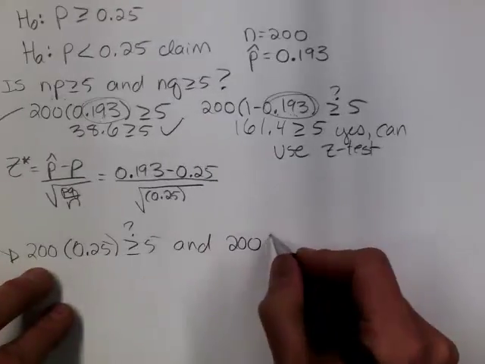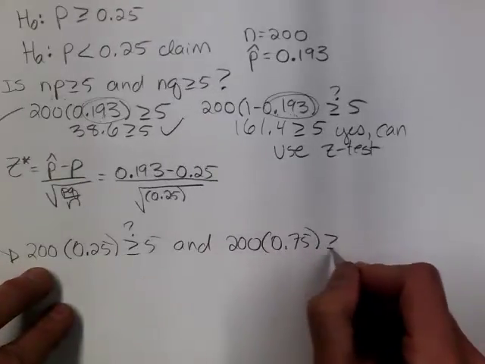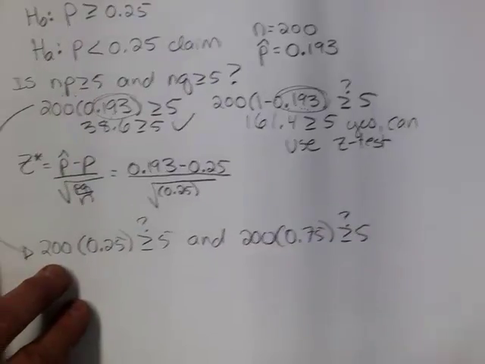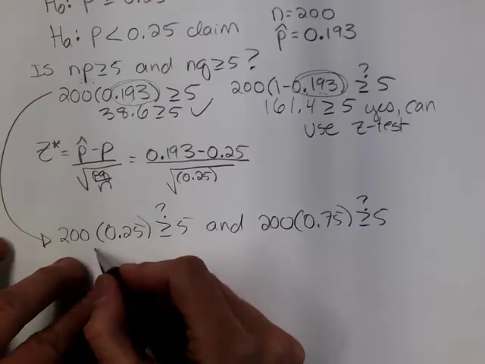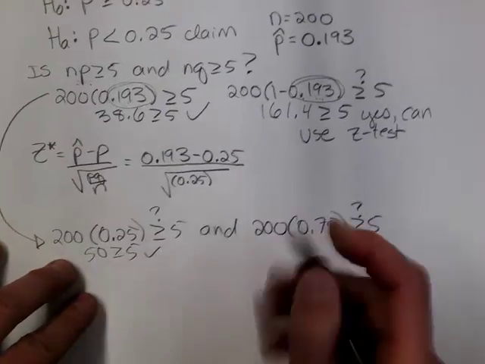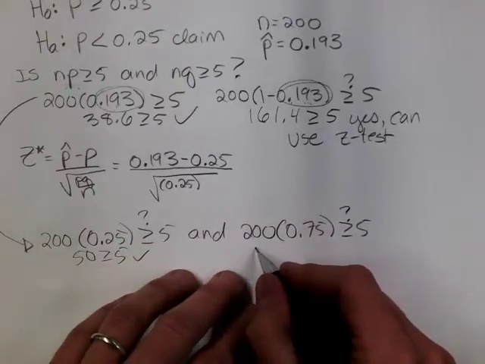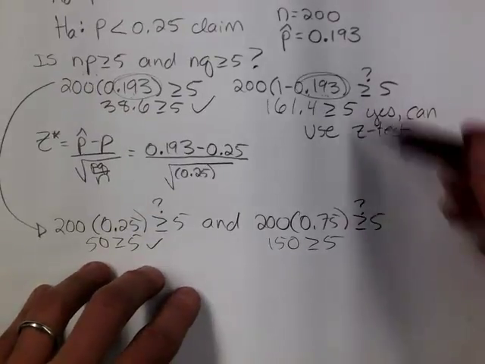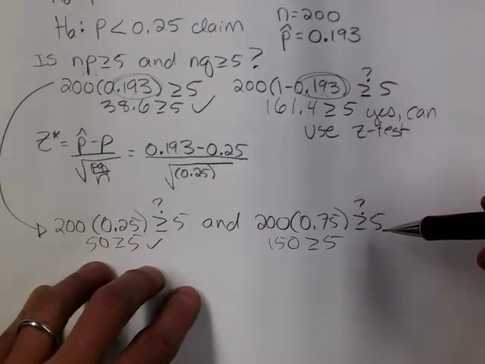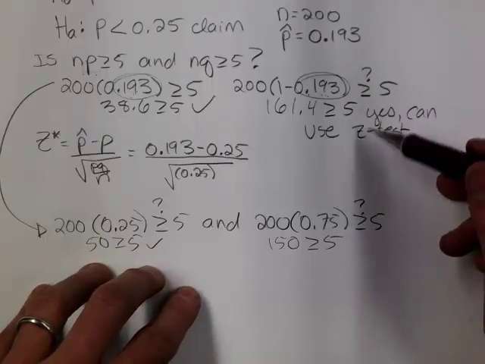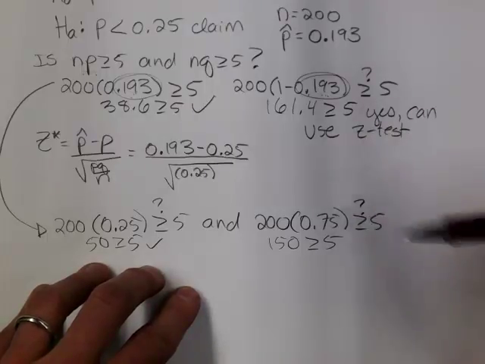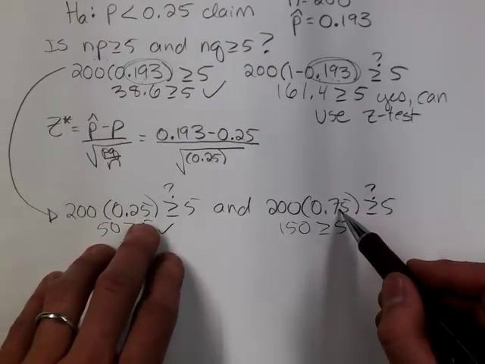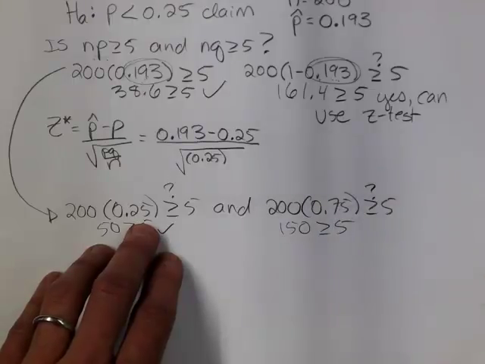And 200 times 0.75, is that at least 5? So what is 25% of 200? 50. So yes, that checks. And what's 75% of 200? 150. So yes, we can use that. Sorry about that. I make that mistake all the time, because this is one slight difference between the confidence interval and the hypothesis test in checking that assumption. But for hypothesis test, we use P and Q, not P hat and Q hat, to check that assumption.